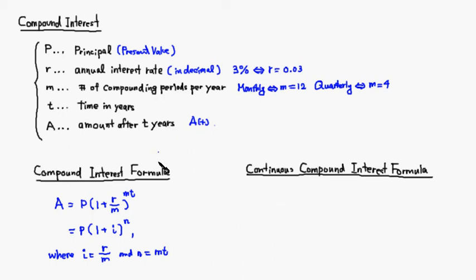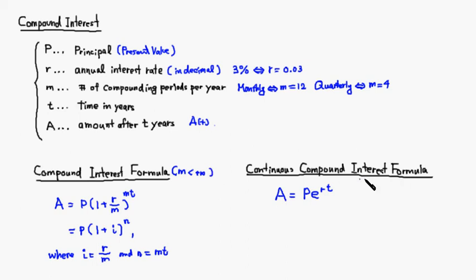The number of compounding periods for the first formula is finite. But if the number of compounding periods becomes infinite, then there's a formula involving the exponential function with e. So the amount after T years, A, is equal to P times e to the RT. You can see that the difference is that here M is finite.